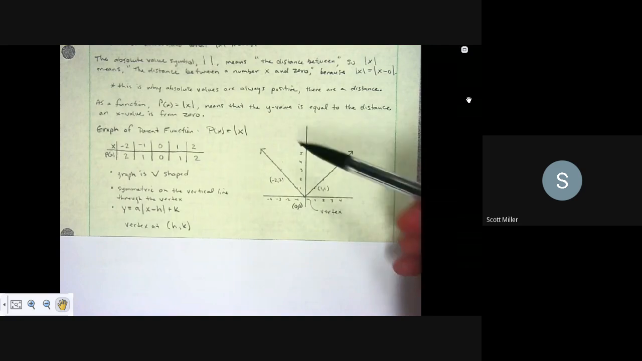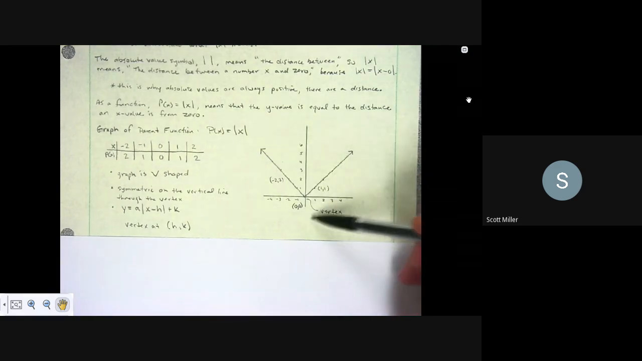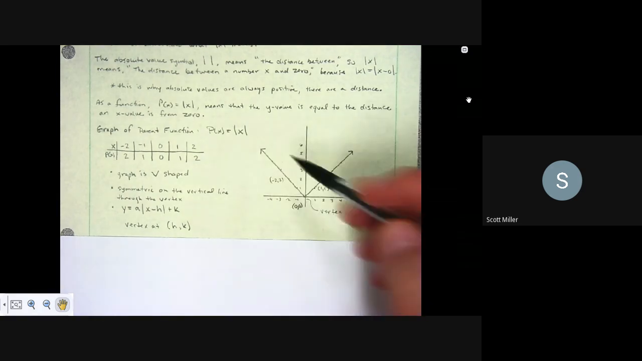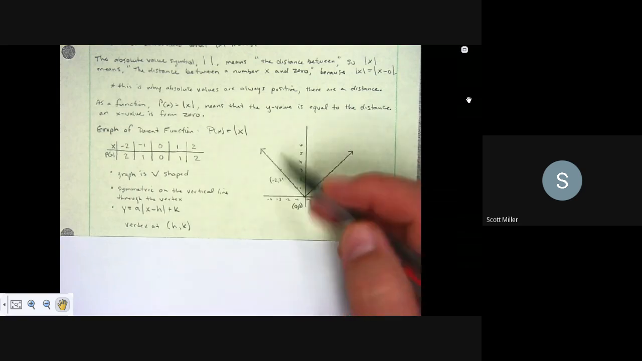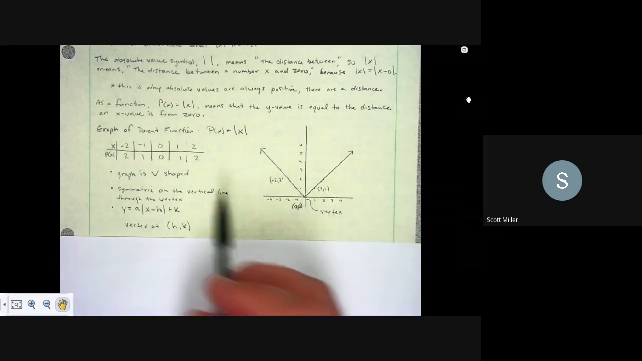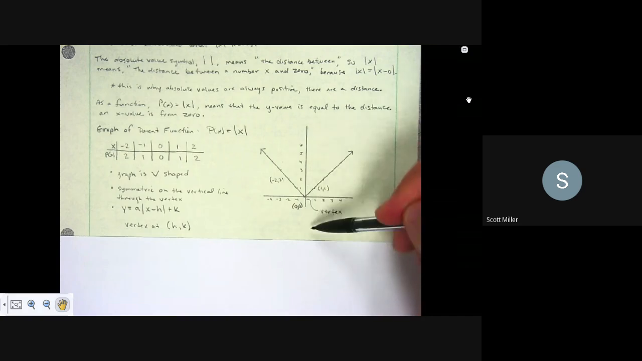So the absolute value is a V-shaped graph. It has a corner. That corner is called the vertex. Just like the quadratic equation, a lot of similarities are in the absolute value, although this is a V shape, the quadratic is a U-shaped looking graph. It also has a vertex, which will be in the middle, and it is symmetric on a vertical line that goes through the vertex.